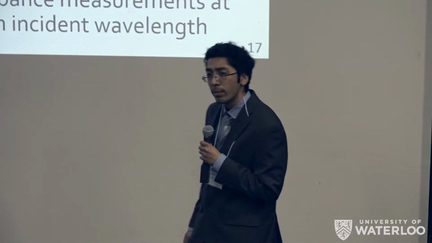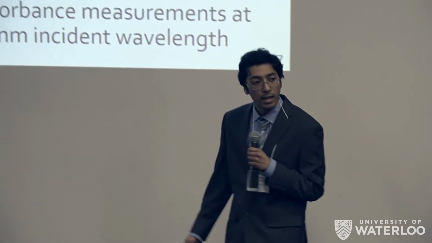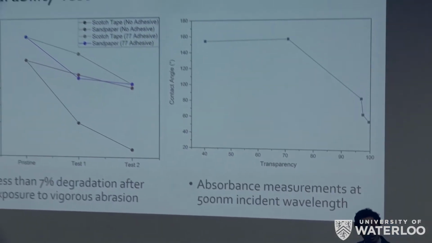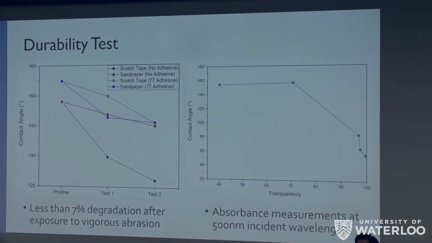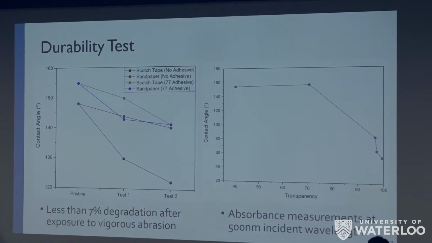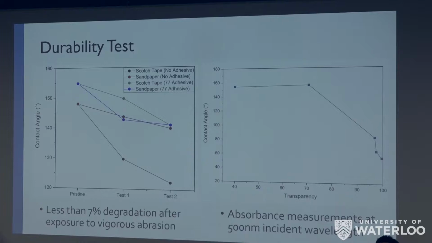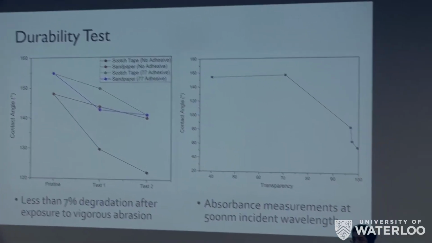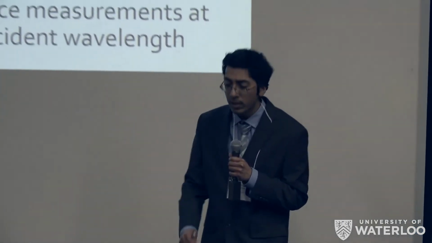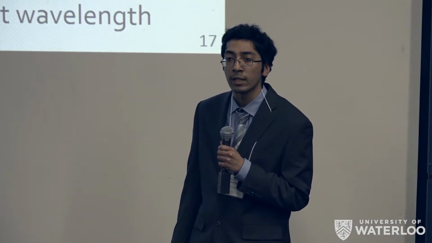We tested the durability of our product using the standard sandpaper and tape test. To test the adhesive properties of our coating, we applied 2 by 2 centimeters of Scotch tape to the surface, firmly pressed it against the coating, peeled it off, and remeasured the water droplet contact angle. To test the abrasive resistiveness of our coating, we applied weighted sandpaper along the coating, rubbed it along the surface 10 times, and then remeasured the water droplet contact angle.